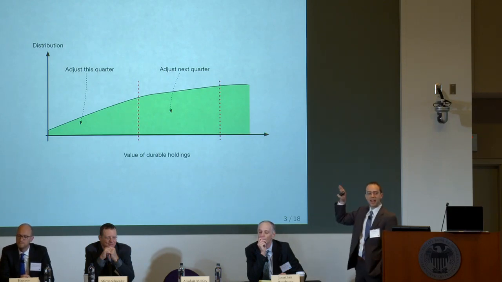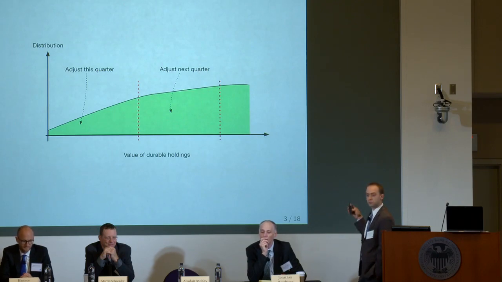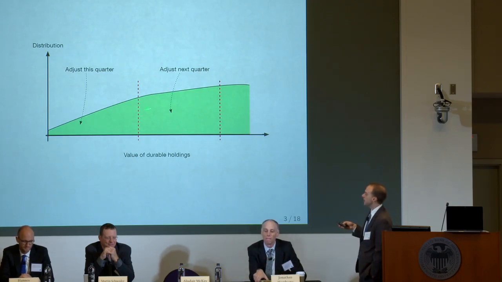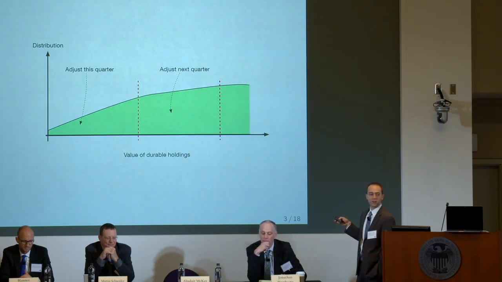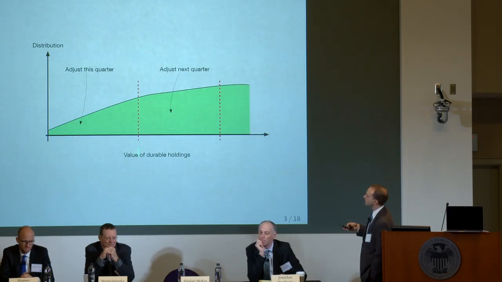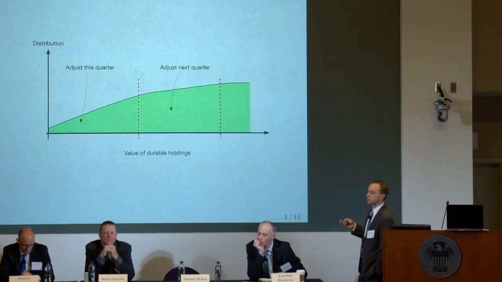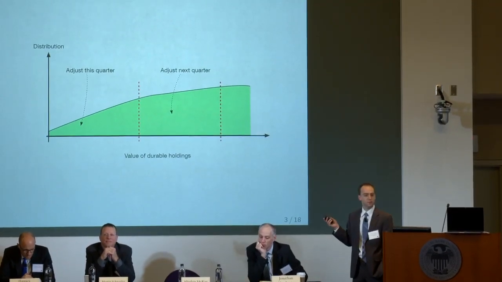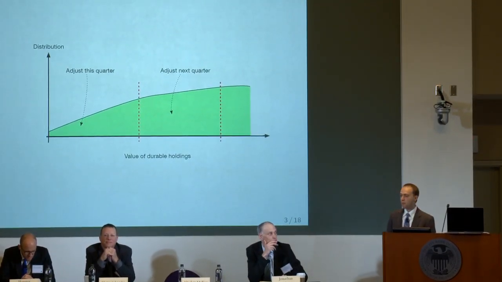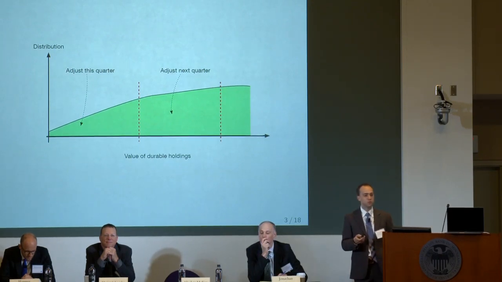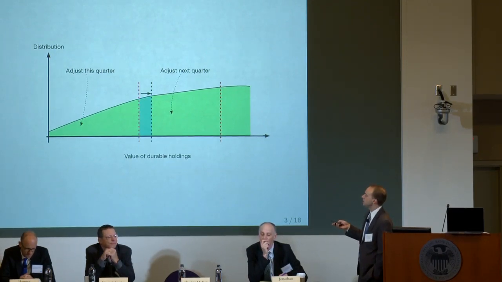And this is a very stylized view of the world where people just smoothly depreciate their durables, and the people with the lowest value of the durables are going to adjust this quarter, buy a new car this quarter. The people who have a little bit more valuable stock are going to let their stock depreciate a little bit more, and then next quarter they're going to buy a new car. Okay? So this red line is the threshold at which you're indifferent between buying the car this quarter or next quarter. Okay? So what a monetary policy stimulus will do is it's going to shift that threshold.